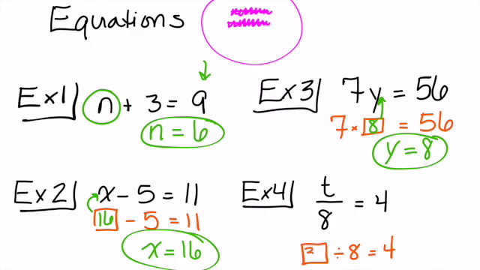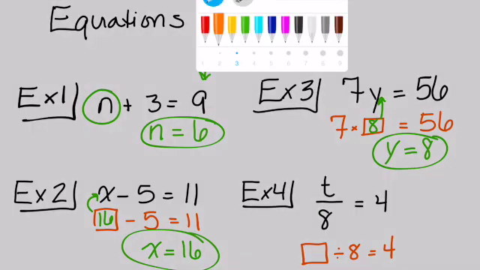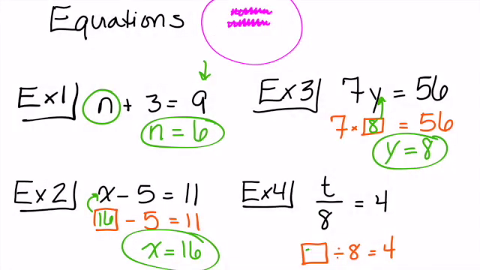Are you saying 32 is the answer? What's 32 divided by 8? Oh, it's 4. So where the t is should be the number 32. So t equals 32. Now those ones are a little bit harder because you got to think backwards, kind of. You got to really know your multiplication and division facts. 32 divided by 8 equals 4. So t equals 32.